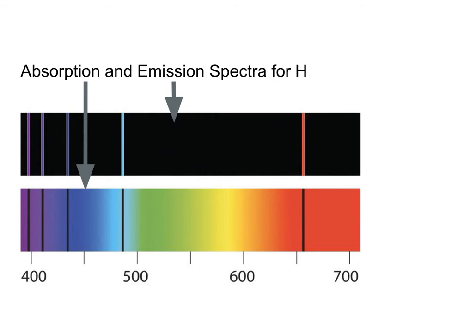You'll notice that the absorption and emission spectra are kind of exact opposites of one another. Every wavelength that is emitted is not absorbed. So it lines up with a black bar representing the part of the absorption spectrum where we don't have any photons getting absorbed.